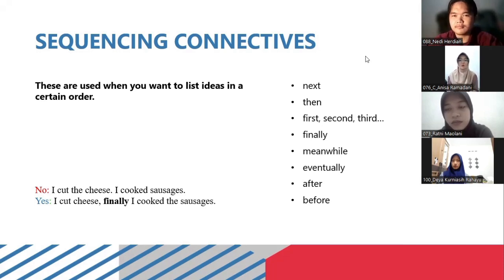We can also use them to tell what happened in a story, like I got dressed, then I ate breakfast. After that, I walked to school. Sequencing connectives make sure the order is clear. They help the reader understand which event happened before or after another event. That's enough for adding and sequencing connectives. Thank you.